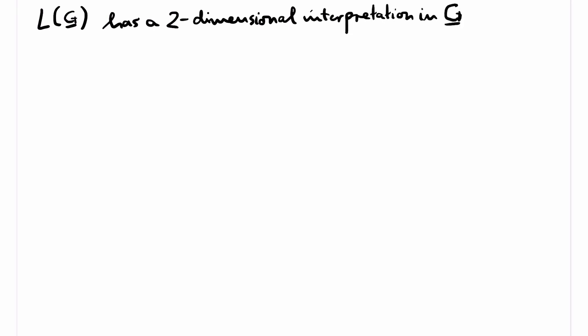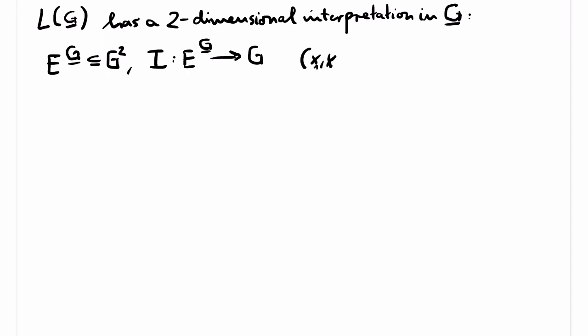The line graph of a graph G has a two-dimensional interpretation in G. We view G as a relational structure with a binary relation symbol E for the edge relation. Then the domain of our interpretation is the set of all edges of G. And we map a pair x1, x2 to the two-element subset {x1, x2}.